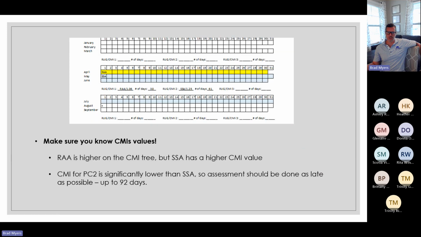So this is just an illustration of all that I just said, that RAA is higher on the case mix tree, but SSA is a higher CMI value. So you definitely want to have that. I'm having to whip out that case mix tree all the time. I carry a couple in my bag. If anybody needs a copy of it, let me know and I'll email you a copy. But I would take that to your case mix meetings and know that. I mean, you're not going to memorize it, but you want it for a reference.